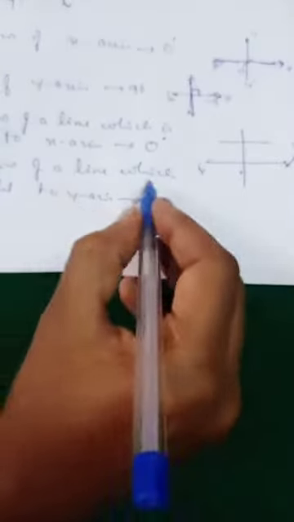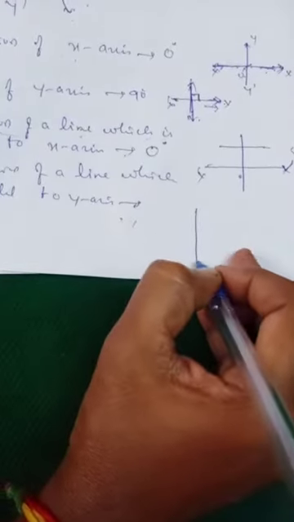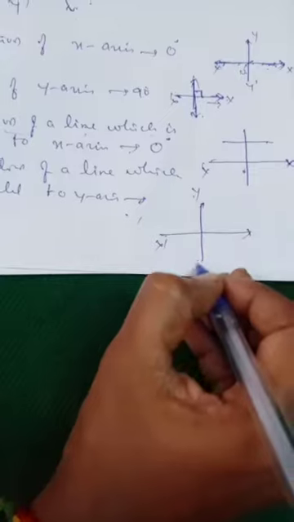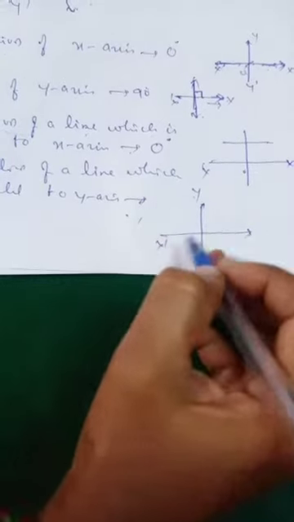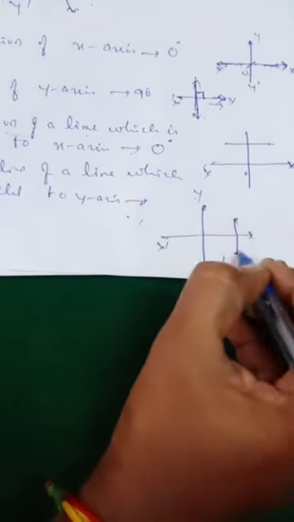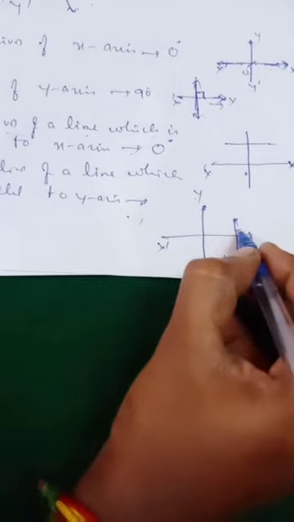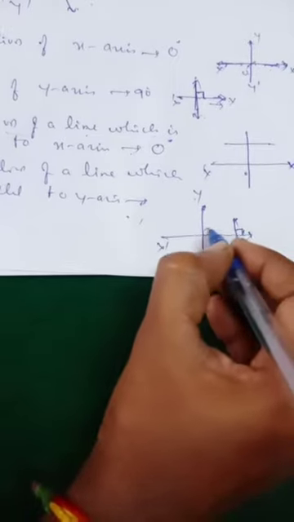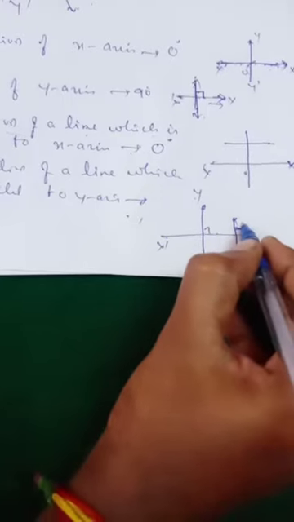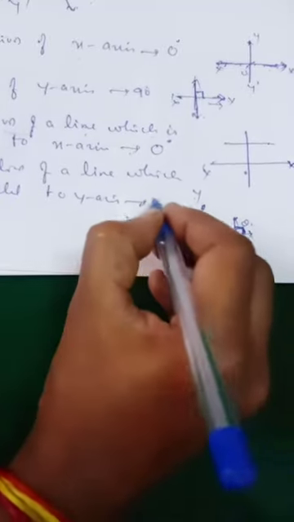The fourth one is the inclination of a line which is parallel to y-axis. This is x dash, this is y and y dash. Inclination of a line which is parallel to y-axis: this is the y coordinate, I'll draw one line here, parallel to y. Where is the inclination? Where is the angle made? These are the angles with the positive direction in anti-clockwise. This is theta, and it is 90 degree here. Got it? So what is inclination? Inclination is the angle made by a straight line.